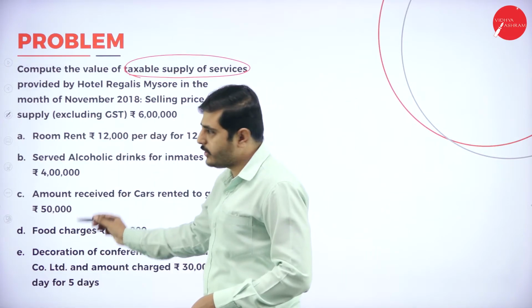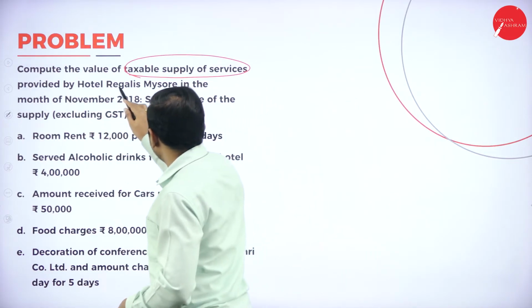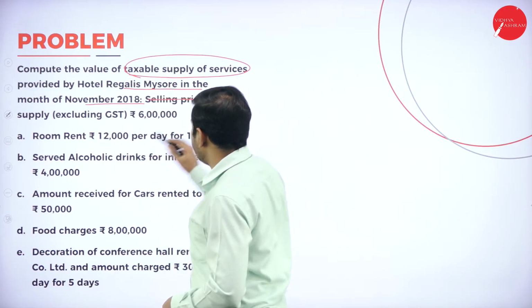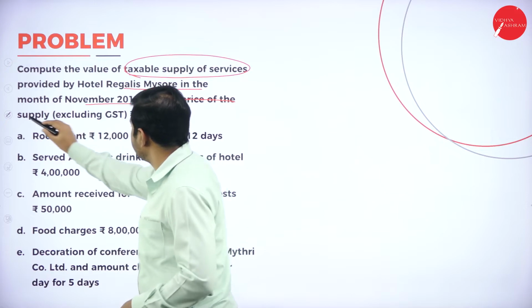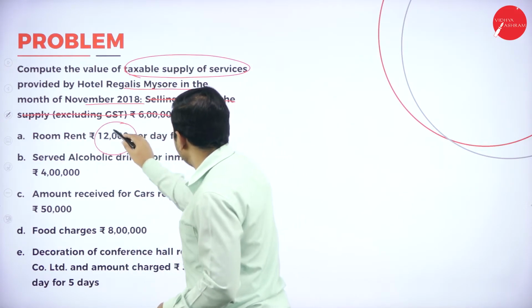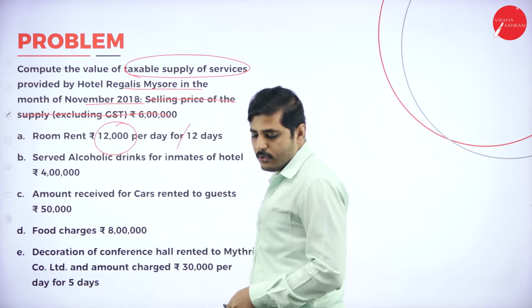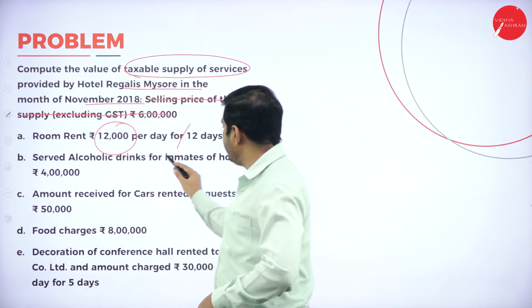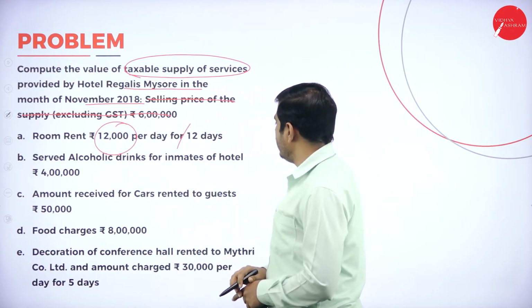So what are the items you should take? Here, the service is provided by the hotel Regalis Mysore in the month of November 2018. Selling price will not come here, so selling price is wrong. Now, room rent 12,000 per day for 12 days. So it is 12,000 into 12 days, and served alcoholic drinks for inmates of the hotel.